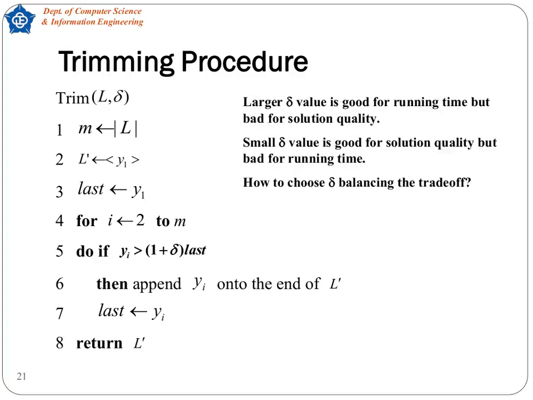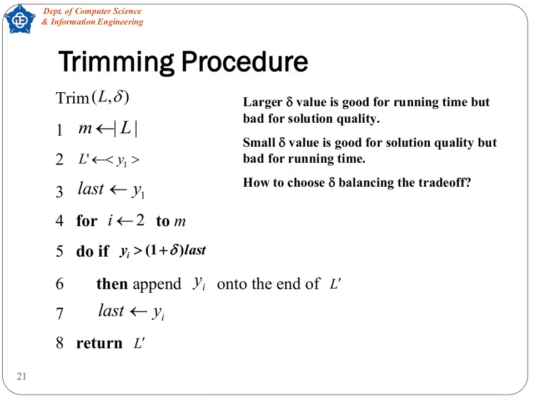Now that we've seen the high-level idea of trimming, here's the exact procedure in detail. We start with a sorted list L of length m and a parameter delta. First, we note m and initialize a new list L' containing just the first element y1, setting last equals y1. Then, for each subsequent element y in L, we ask, does y exceed 1 plus delta times last? If it does, we append y to L' and update last equals y. Once all m elements have been scanned, we return L' as our trimmed list.